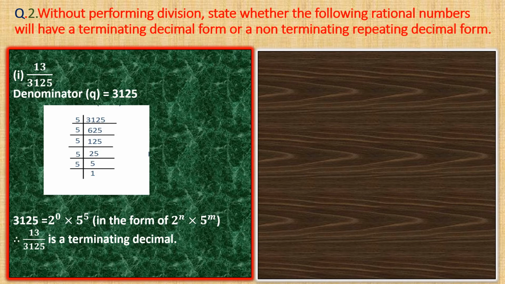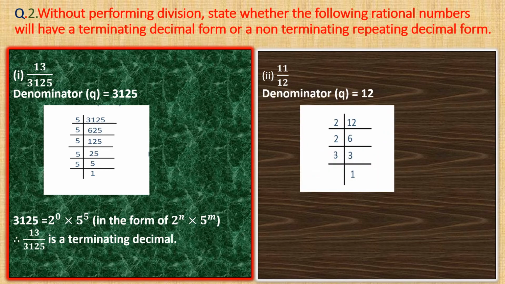Let us go to the next problem, 11 by 12. Here you should take the denominator and do the prime factorization for this 12. Your prime factorization of 12 will be like this. If you observe carefully, you got 2 square, and you got 3 also. There is another prime factor 3 also. So I can write like this, 11 by 2 square into 3, right children?